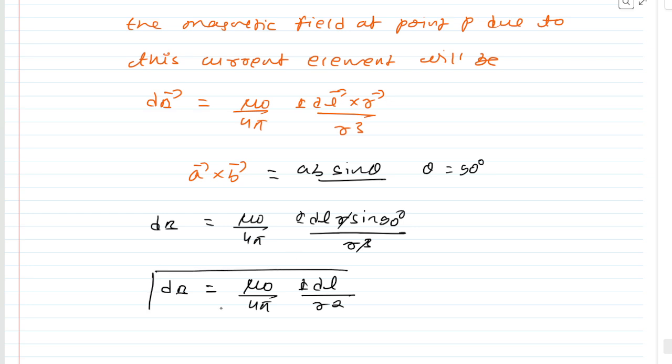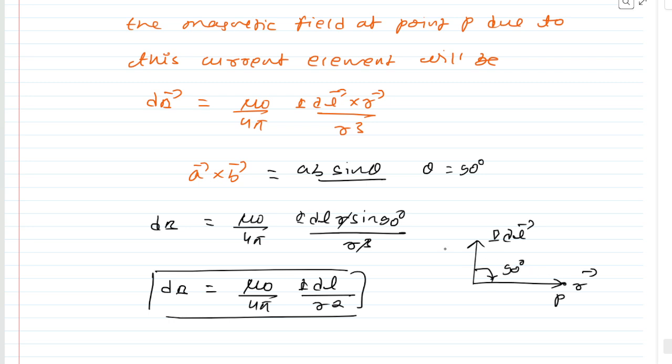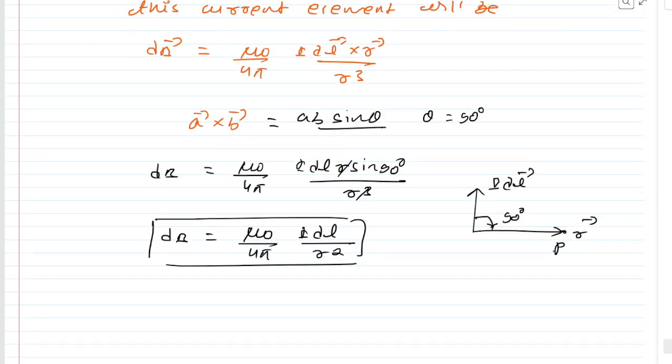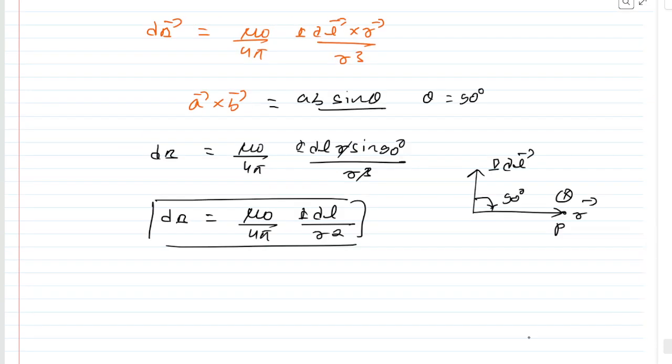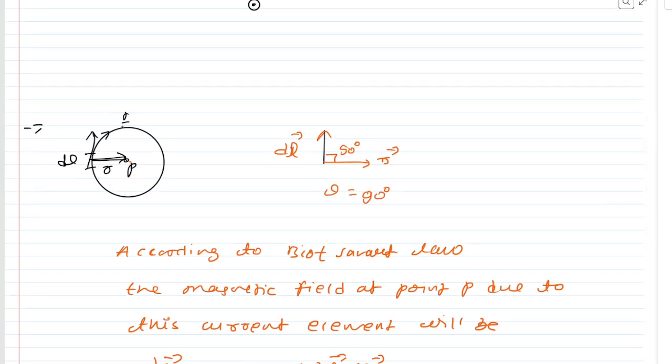Let us write only the magnitude. The direction, as I told you, is found by using the right hand curl rule. If you curl the fingers of your right hand from the dl vector towards the r vector through an angle of 90 degrees, then the thumb will point in the cross direction, that is, perpendicular to the plane and going inward. Likewise, if you take another dl element, again that will be tangential. Due to this dl at point P, with position vector r, the magnetic field will again be in the same direction, perpendicular to the plane and inward.